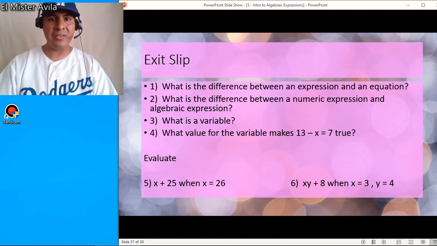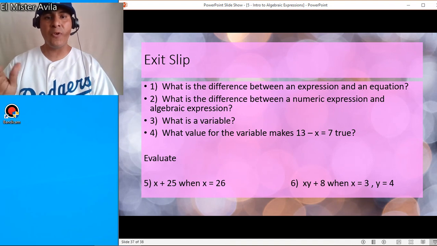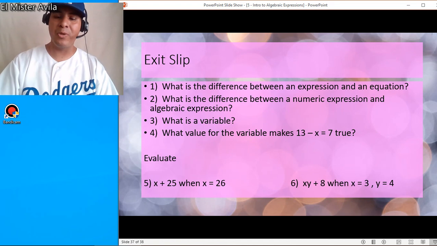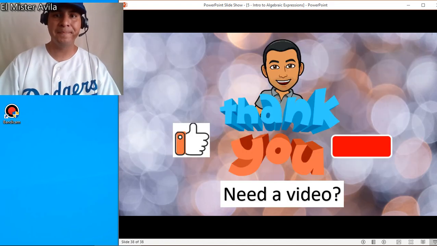And here's a little exit slip. Those of you who want to try to see if you understood this lesson, please try these 4 questions and 2 problems at the bottom. See if you're able to do those. And again, if you're having trouble, reach out to me or reach out to somebody that can help you out.